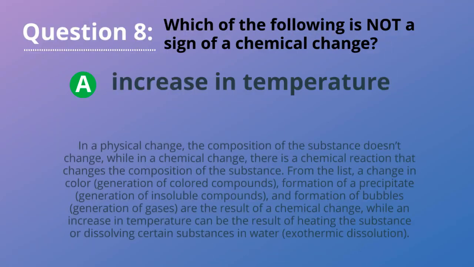In a physical change, the composition of the substance doesn't change, while in a chemical change, there is a chemical reaction that changes the composition of the substance. From the list, a change in color (generation of colored compounds), formation of a precipitate (generation of insoluble compounds), and formation of bubbles (generation of gases) are the result of a chemical change, while an increase in temperature can be the result of heating the substance or dissolving certain substances in water, exothermic dissolution. If you had a hard time with this question, be sure you notice the word "not" in the question. It can really make a difference in which answer you choose.